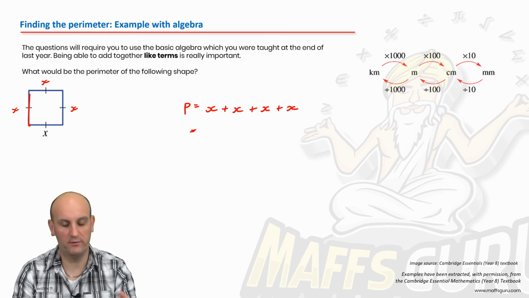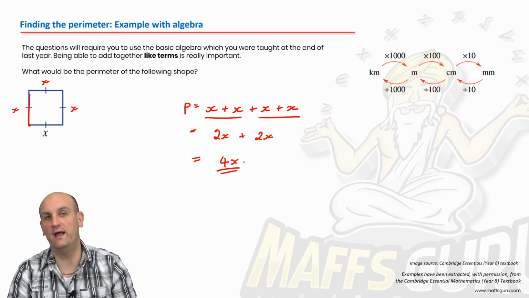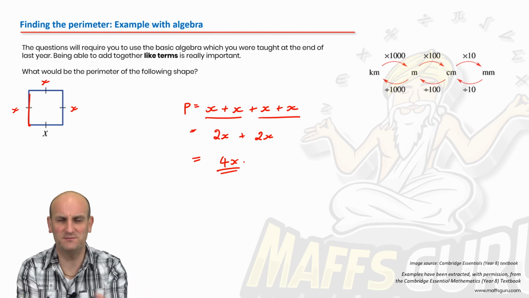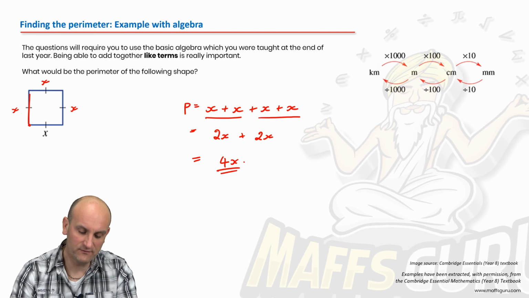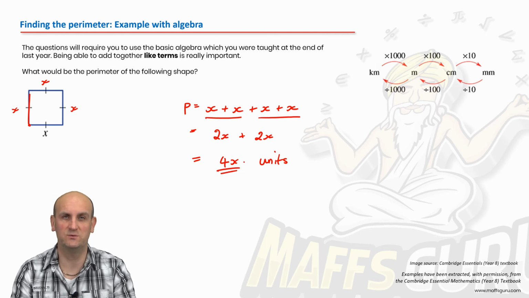And again, we can break this up. I know that x plus x is 2x. I know x plus x is 2x. And 2x plus another 2x gives me 4x. So there's my perimeter, just by using it. There's no number, don't worry about it. Algebra doesn't always have to have numbers in it. That's going to be my answer. Now, because they haven't given me any units, I tend to be a little bit annoying and make sure that you write the word units as well. Just so you tell the examiner you know what you're talking about.